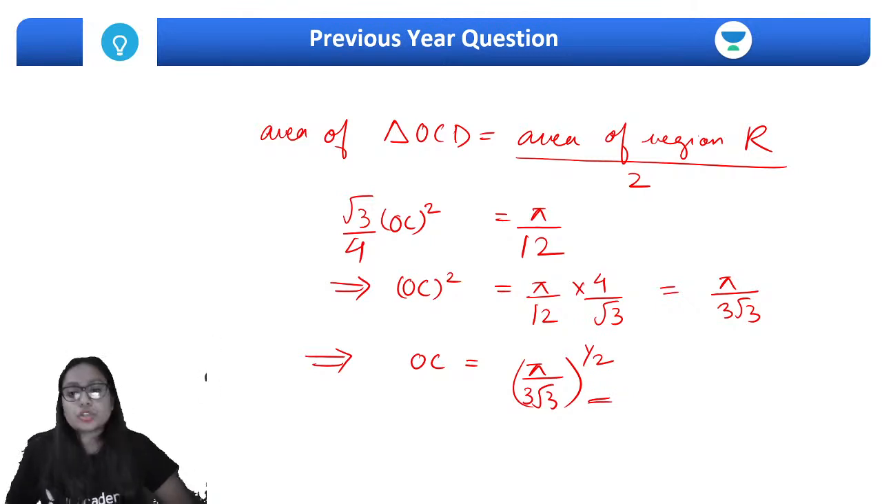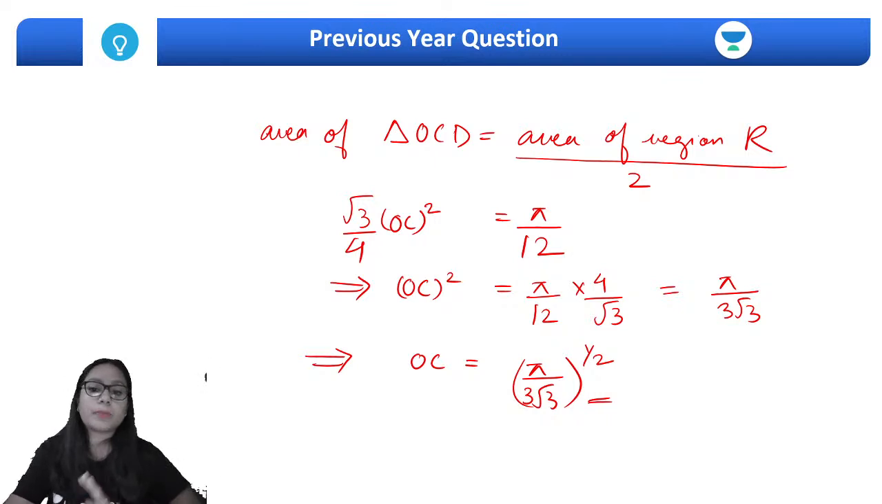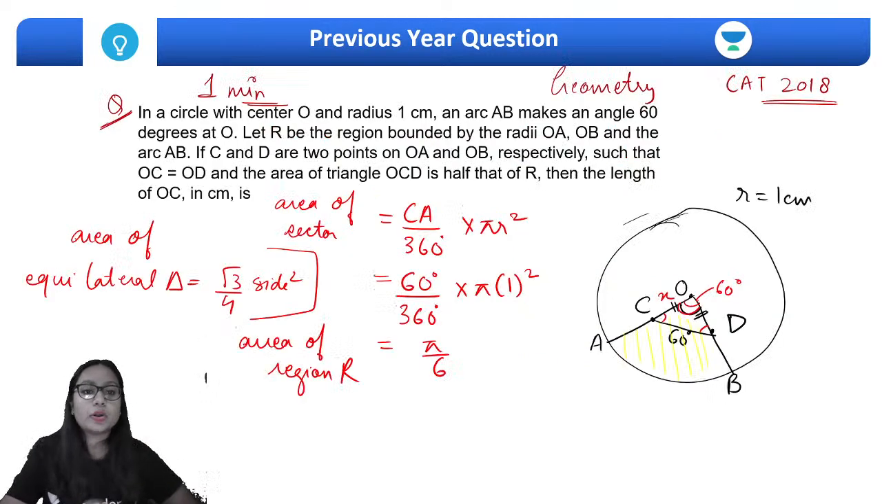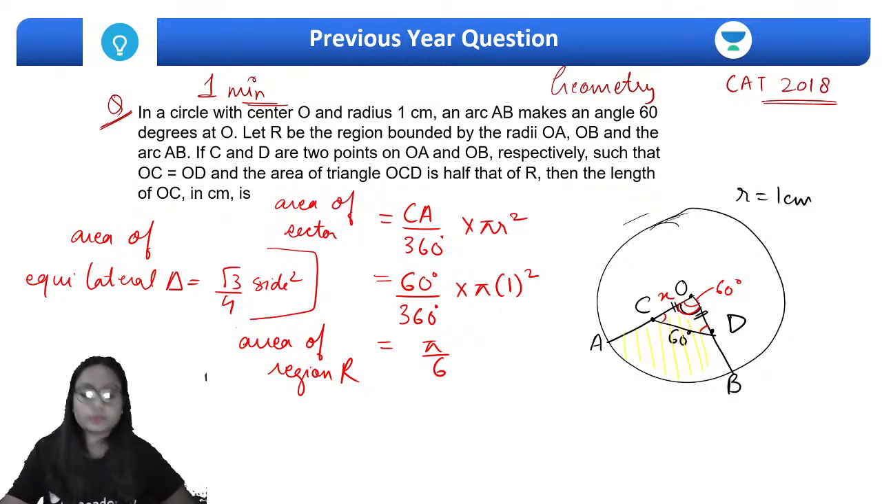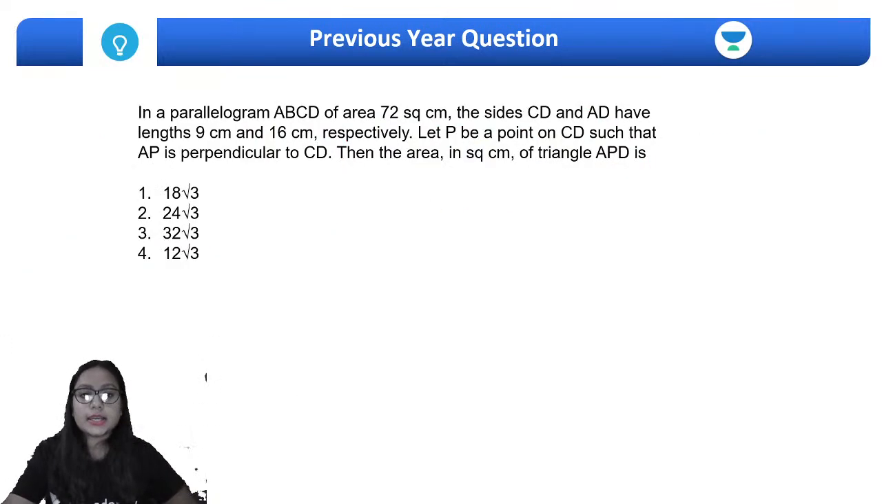Okay, yes, Shubham, your answer is correct. The value of OC is pi upon 3 root 3 raised to the power 1 by 2. I hope this question is clear to all. Yes, Satish, is the question clear? Okay, all right. Let us continue.